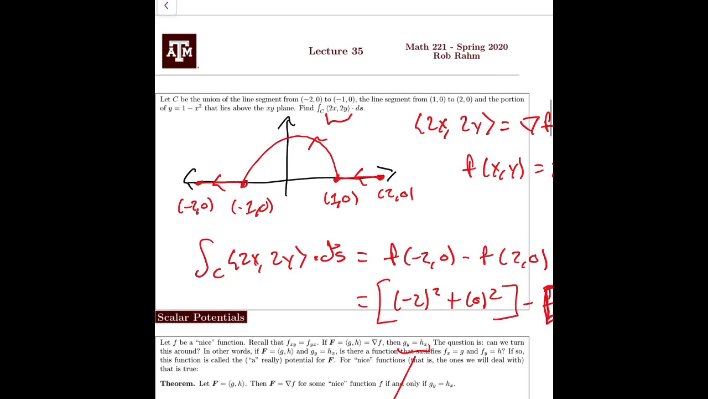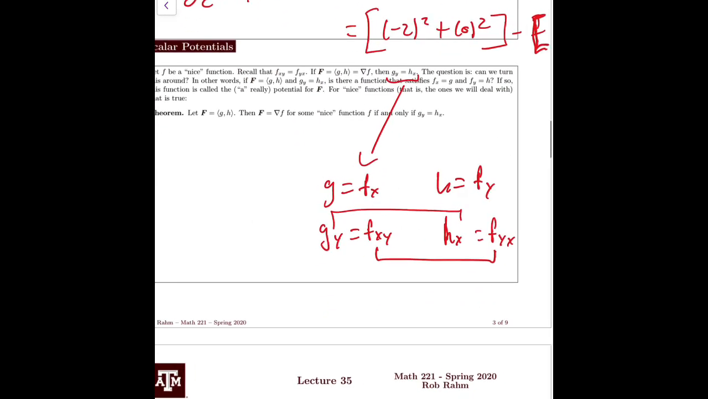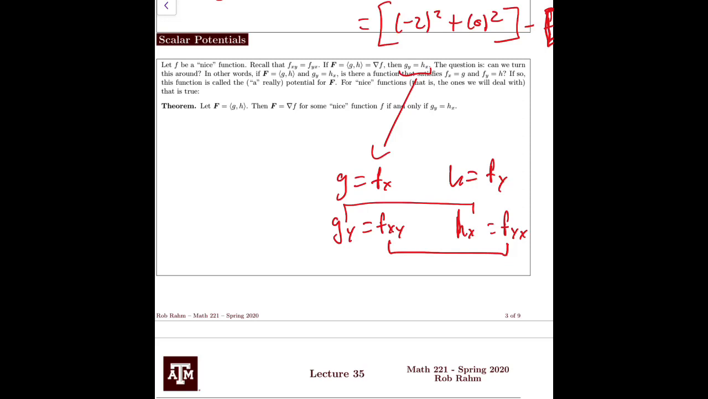Let's look at the example that we just did. Notice the derivative of 2x with respect to y is equal to 0, and the derivative of 2y with respect to x is equal to 0. So this satisfies the theorem here, and so there is some function such that (2x, 2y) is equal to the gradient of some other function, which is what we used to solve the problem. In the next video, we're going to prove this theorem.